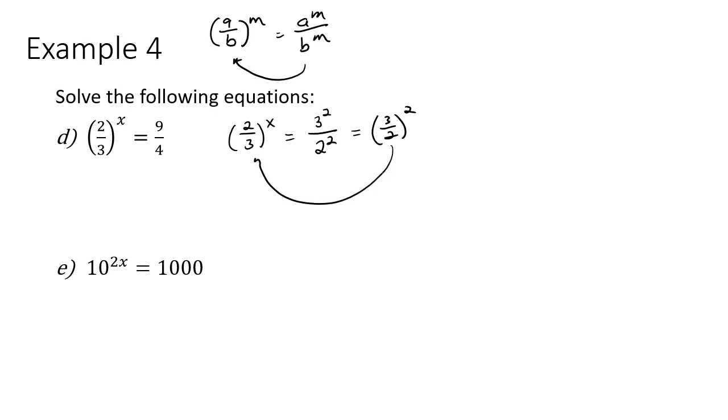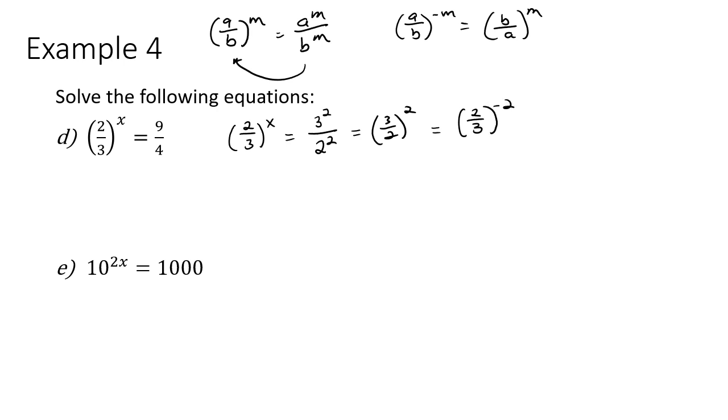But that's still not quite right, because 3/2 and 2/3 are reciprocals of each other. So again, we use that property of negative exponents, that if you change the sign of the exponent, it flips the fraction. So 3/2 squared would be the same as 2/3 to the -2nd. So now we have the same base on both sides, which means x would have to be equal to -2.